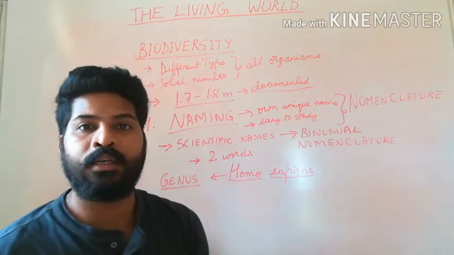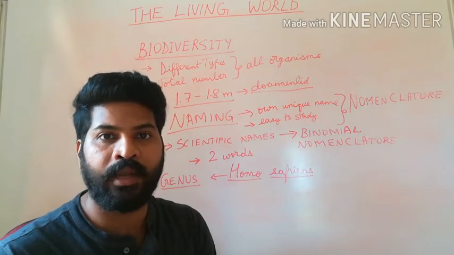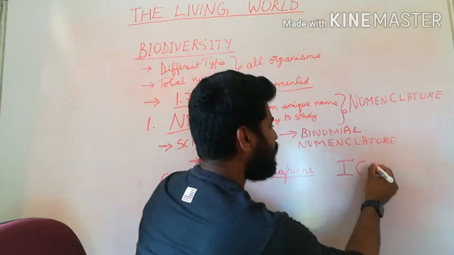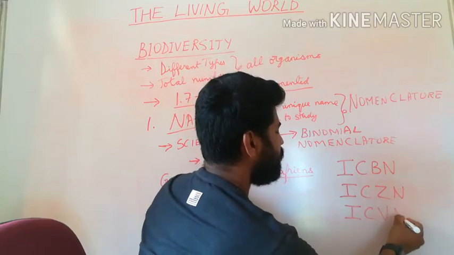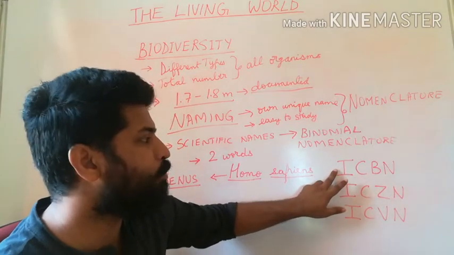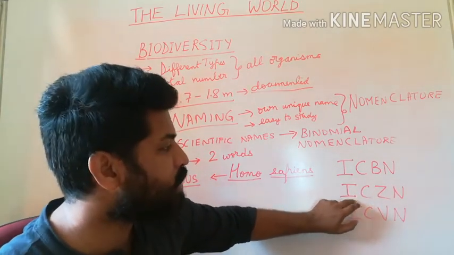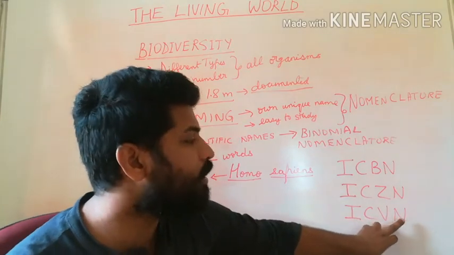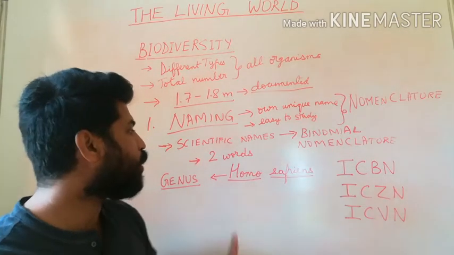Now, there are organizations in the world which have their own sets of rules and regulations and principles and guidelines which they follow to name organisms. For example, we have institutions such as ICBN, ICZN and ICVN. All the names of plants are given by this body, that is the International Code for Botanical Nomenclature. Similarly, for animals, we have International Code for Zoological Nomenclature, and for viruses, we have International Code for Viral Nomenclature. So they are given the job of correctly naming the organism with the binomial nomenclature.